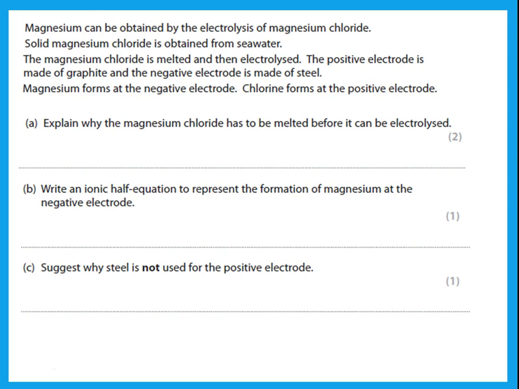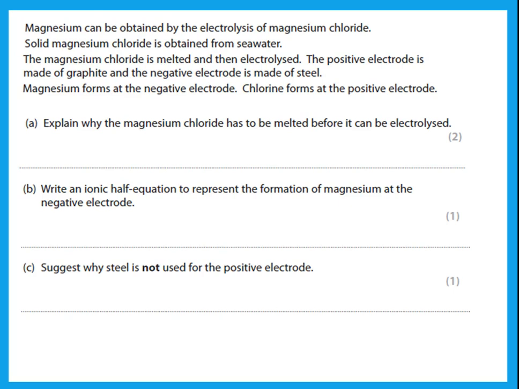So this is a possible question. Magnesium can be obtained by the electrolysis of magnesium chloride. Solid magnesium chloride is obtained from seawater. The magnesium chloride is melted and then electrolyzed. So they're doing electrolysis of molten magnesium chloride. The positive electrode is made of graphite and the negative electrode is made of steel. So that's another metal. Magnesium forms at the negative electrode. Chlorine forms at the positive electrode. And his first question is, explain why the magnesium chloride has to be melted before it can be electrolyzed.